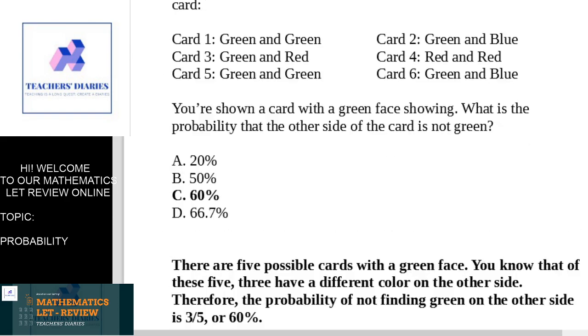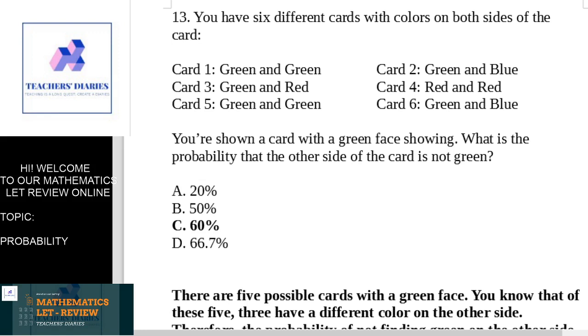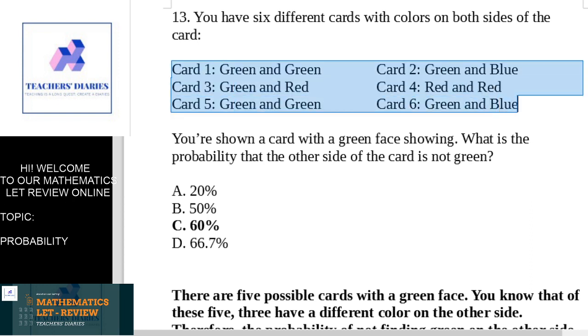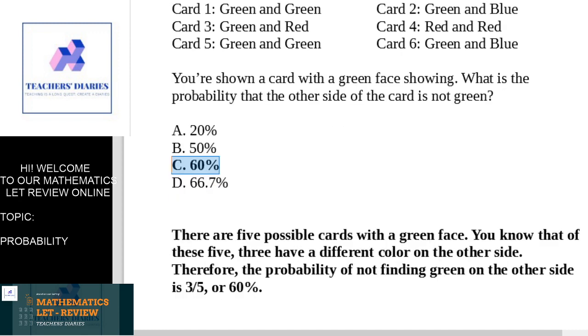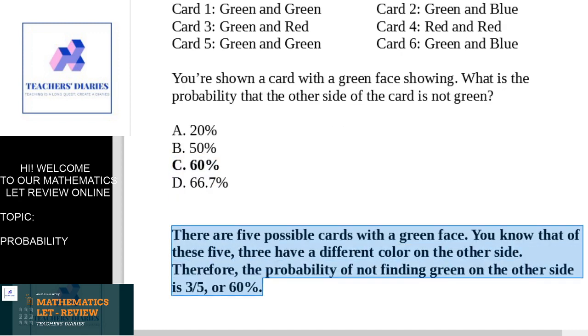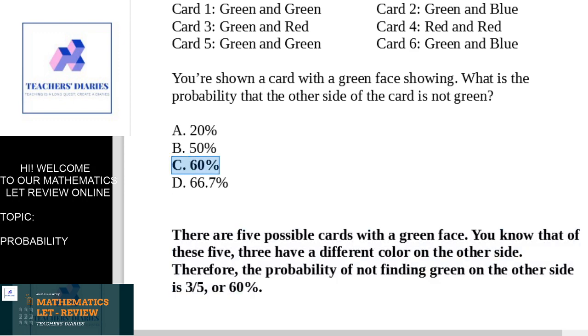Now let's proceed to number 13. You have 6 different cards with colors on both sides of the cards. These are the cards. The answer here is letter C, 60%, because there are 5 possible cards with a green face. You know that of these 5, 3 have a different color on the other side. Therefore, the probability of not finding green on the other side is 3 over 5, or 60%. So the answer is letter C.